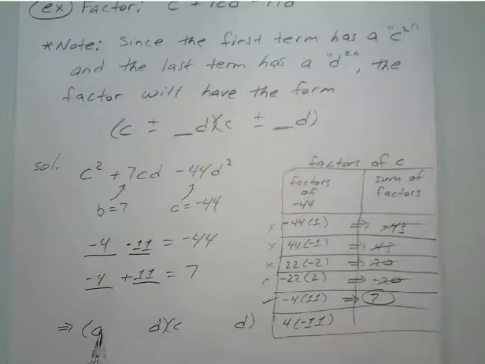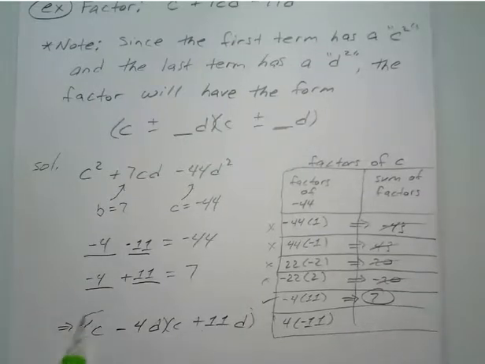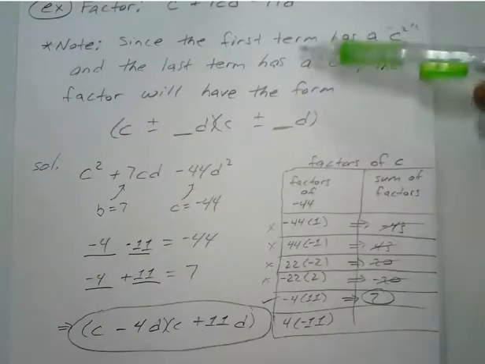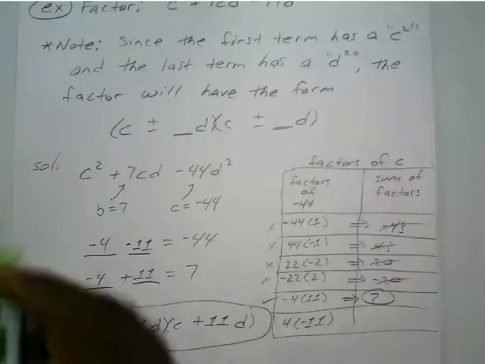Okay, so that's going to be C minus 4D and C plus 11D. Okay, so you have C minus 4D and C plus 11D. Okay, and if you did the FOIL method here, you'd end up right back at your original problem.